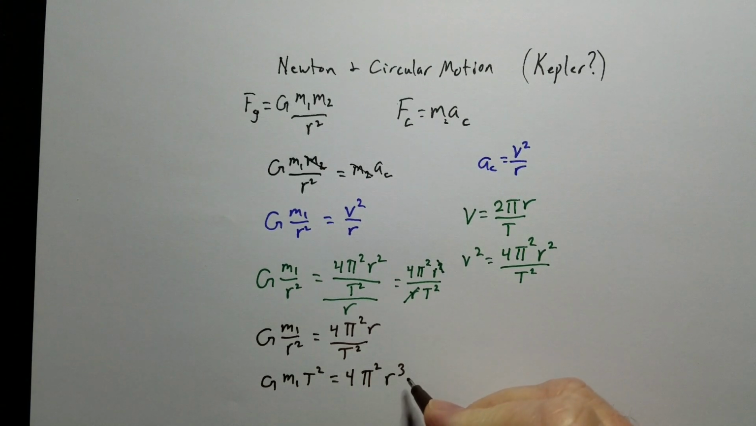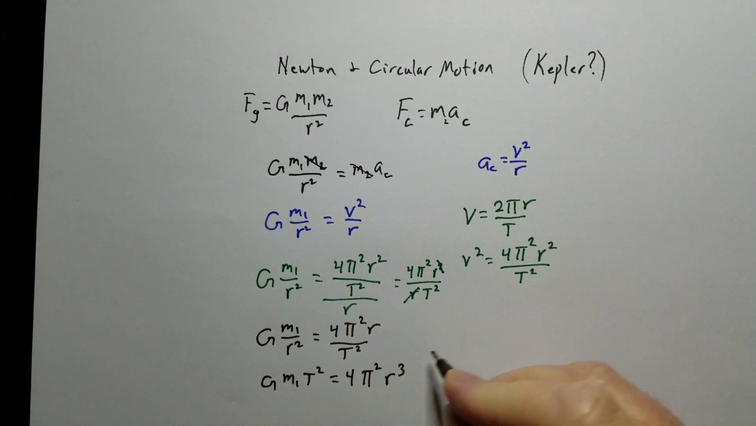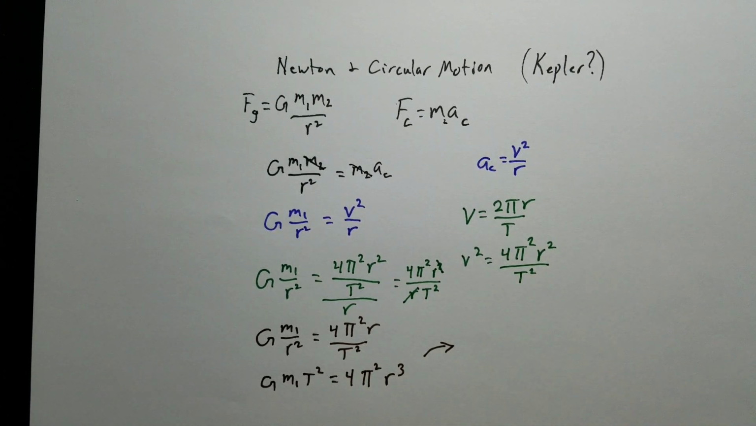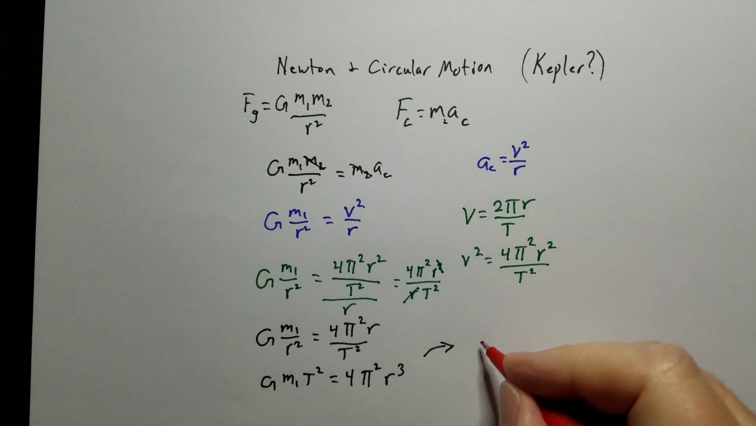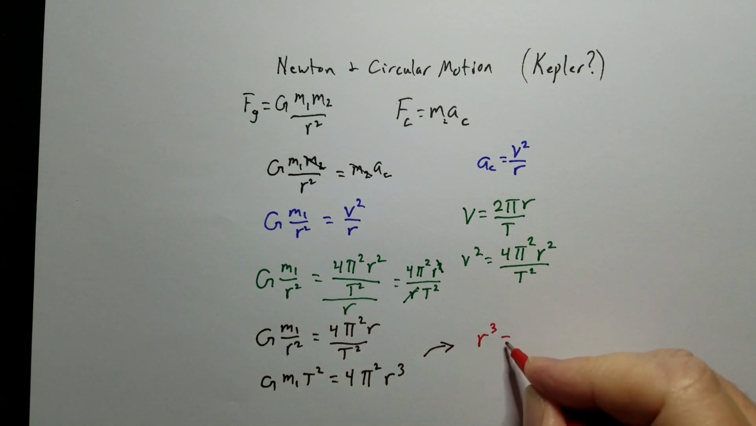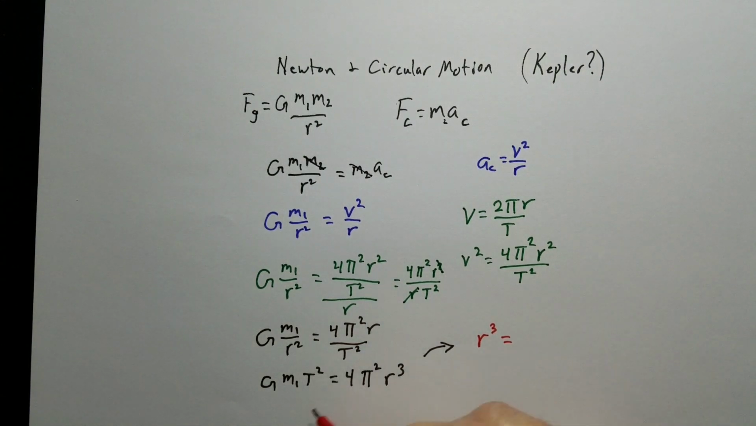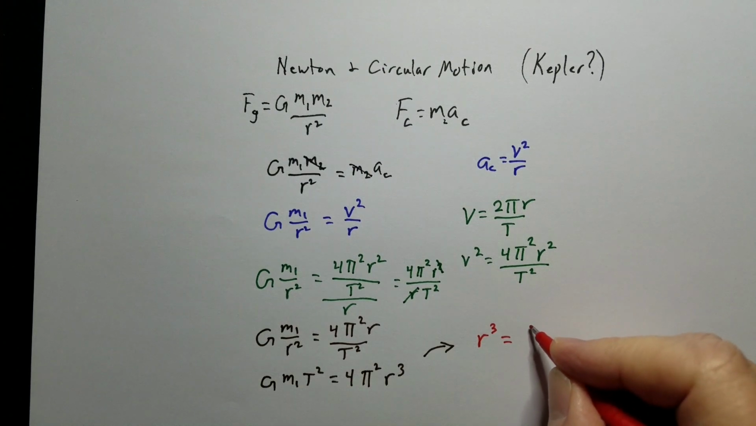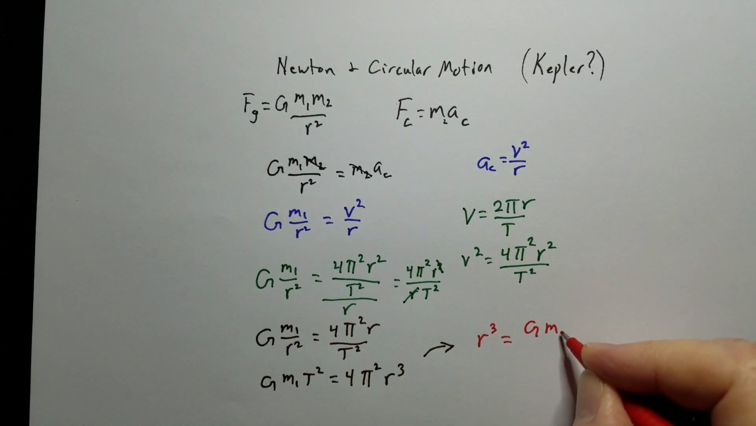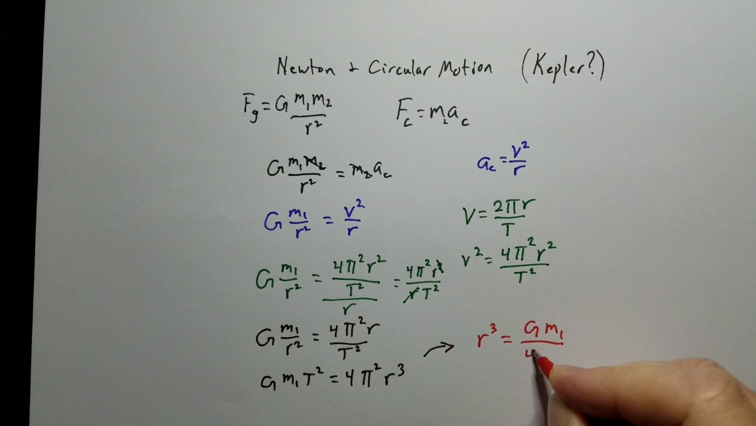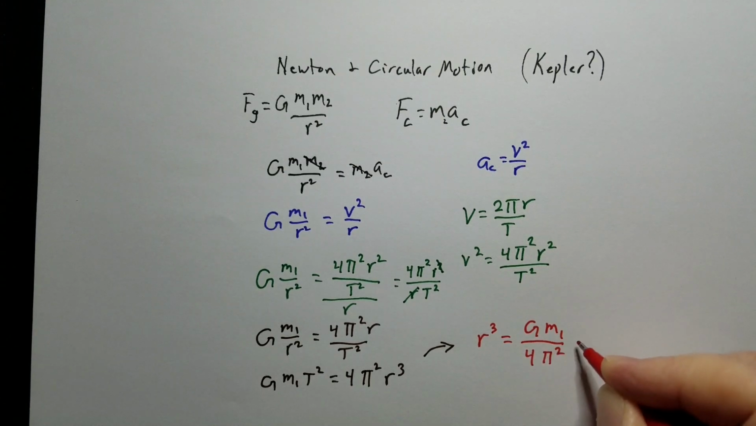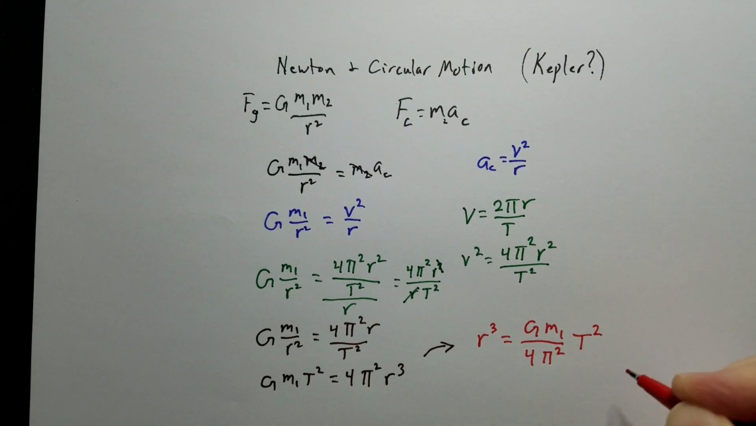And let's say I want to continue solving for r. And so I want to come over here with it so I have enough room on my page. And so I would get r cubed equals, that would divide, so that would be G m1 over 4 pi squared period squared.